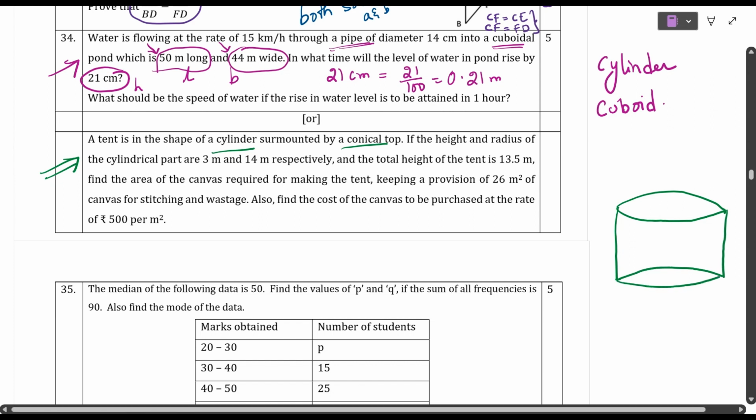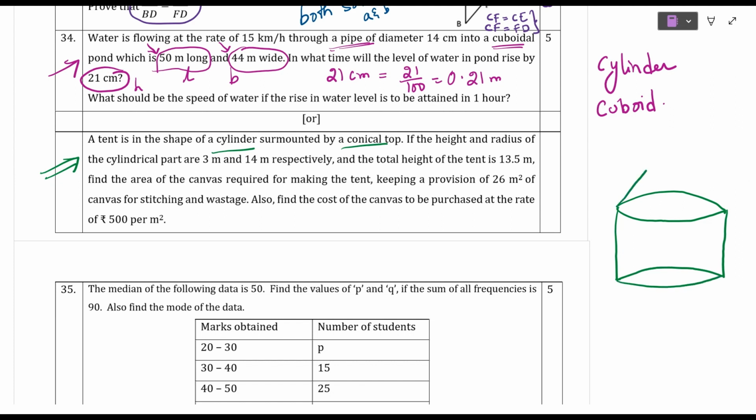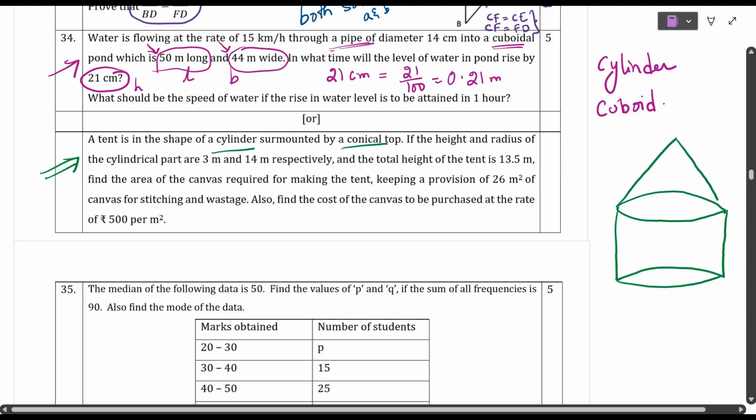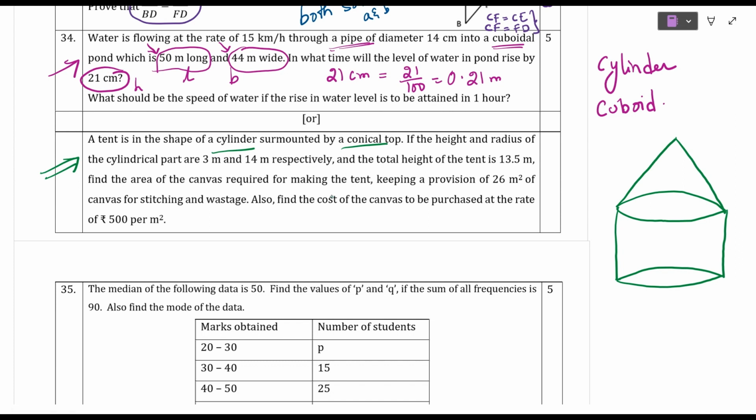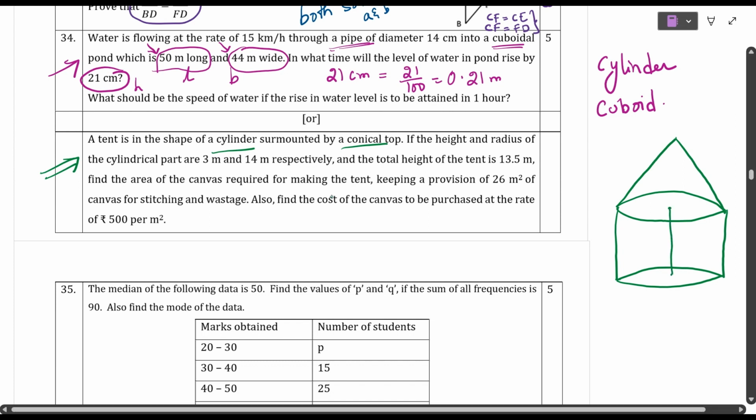And it is surmounted by a conical top. Understood? If the height and radius of the cylinder part are 3 meters and 14 meters. So height is from here to here 3 meters, and here to here 14 meters. So height is very small and the radius is bigger, so the diagram can be lengthy now.